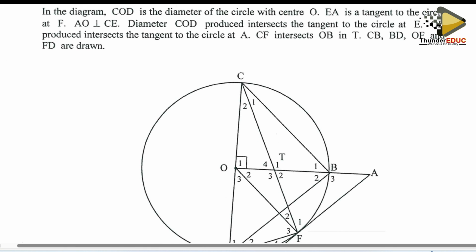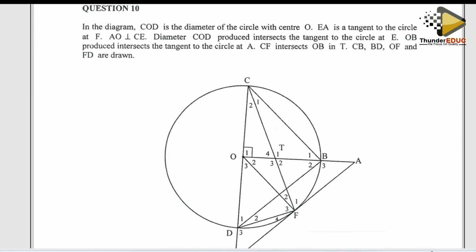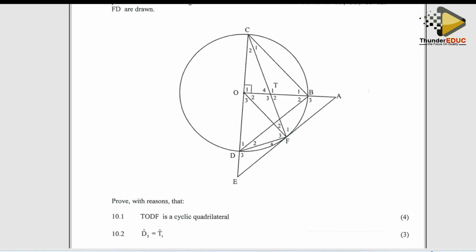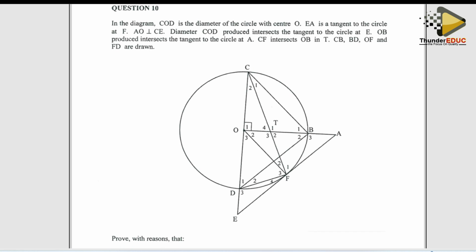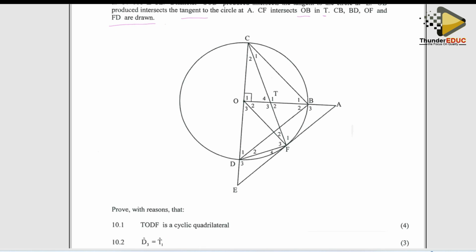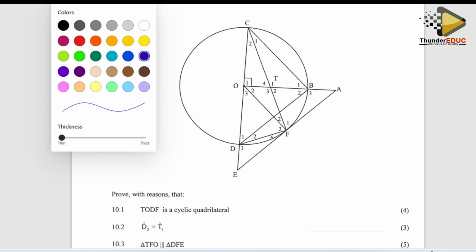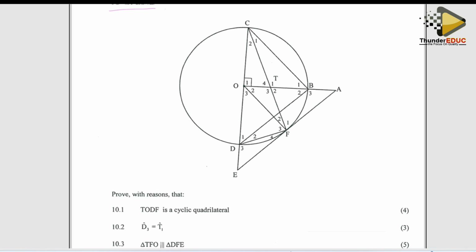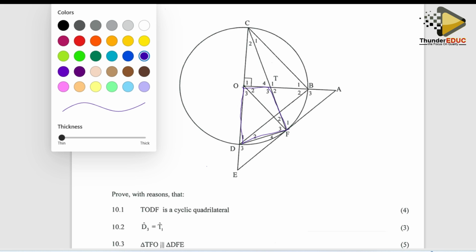Okay, then question number 10. We've been told that in the diagram, COD is a diameter to the circle with center O. EA is a tangent, and AO is perpendicular to that. This produced is a tangent. And then we have OB and T, these points are all true. Now they want us to prove with reasons why TODF is a cyclic quadrilateral.